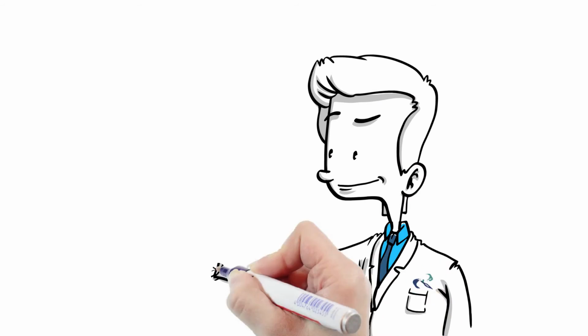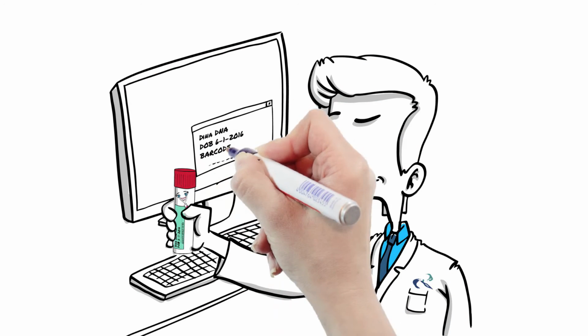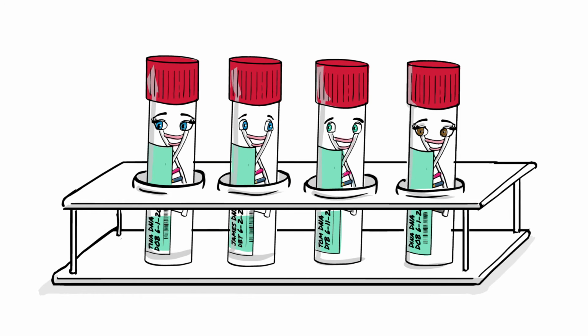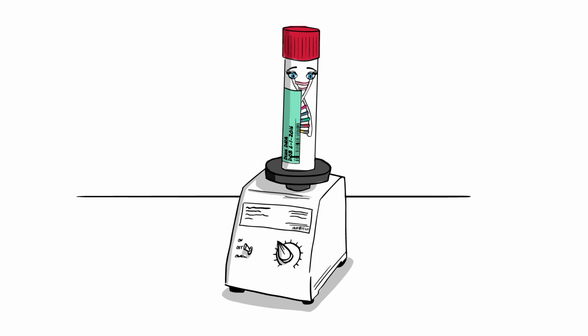Once Dina arrives, a tech ensures all the info on her tube matches the information online. If the information matches, Dina is loaded into a rack with some of her DNA friends, and she is ready for extraction. Since she is getting a MyPeriopath test that measures the amount of oral bacteria, Dina needs an extra step on the shaker to break the membrane that surrounds the individual bacteria.